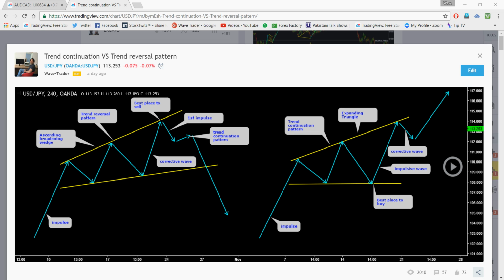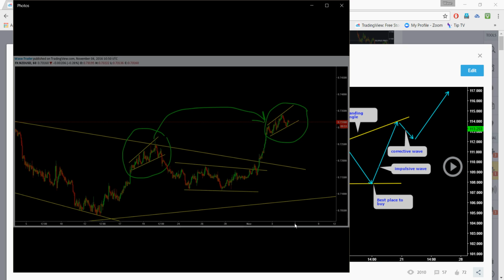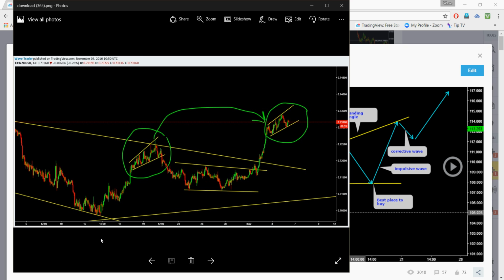I'm just on my screen, on the other screen I'll let you know. Okay, so the first picture I'll show you is this. If you guys remember this picture, when your New Zealand dollar was falling at this point, and we were expecting that price forming a trend reversal pattern and gonna come close to this trend line.